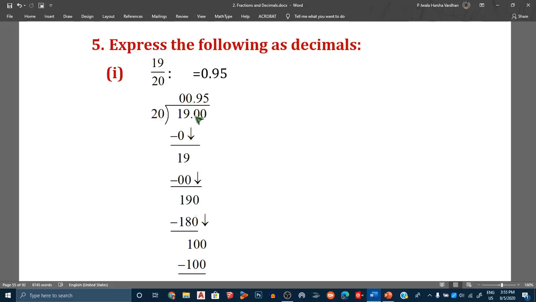Now you bring down after annexing 2 or 3 more zeros here. Whenever you write the point here, you should write the point above it in the quotient also. So now after bringing down 0, 190, how many times can it be divided? Maximum 9 times. 20 9s are 180. So after subtracting you will get 10, bring down 0, 100. Now you can divide 100 by 20 exactly 5 times. 20 5s are 100. So 0.95 is the decimal form of 19 by 20.